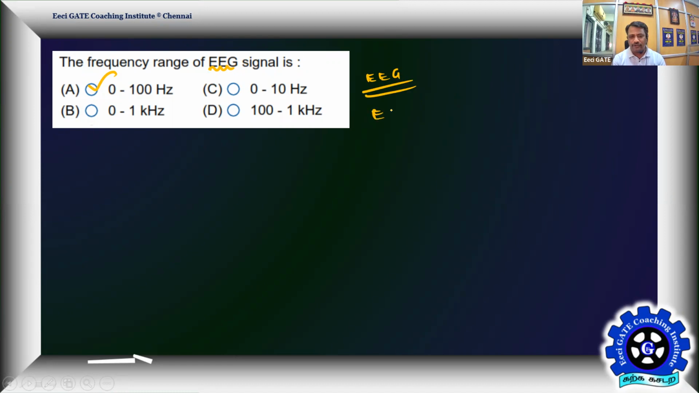ECG is the electrocardiogram. What is EEG? EMG is the electromyogram, muscle activity. EEG is the brain activity, the electroencephalogram. Just Google and have an idea. In fact, we are not even aware of what EEG itself is, then we talk about the frequency. So fewer students attempted this kind of problem.